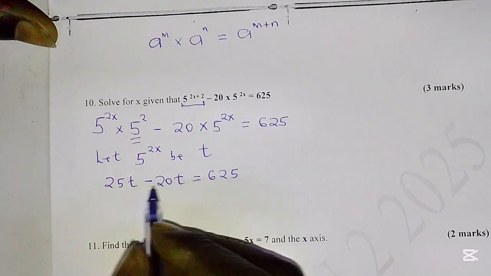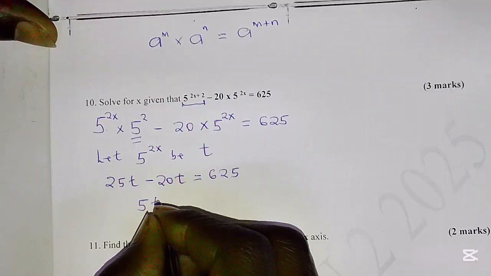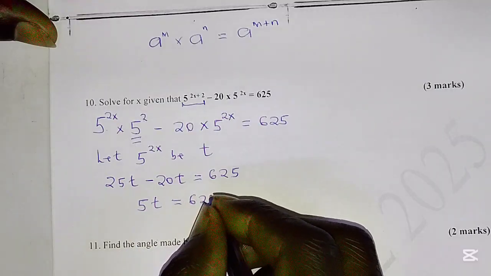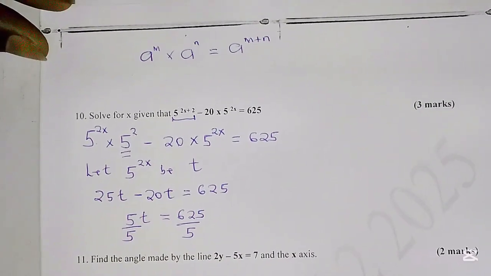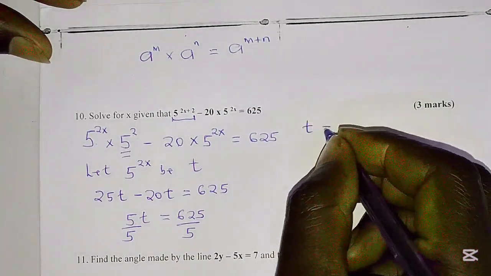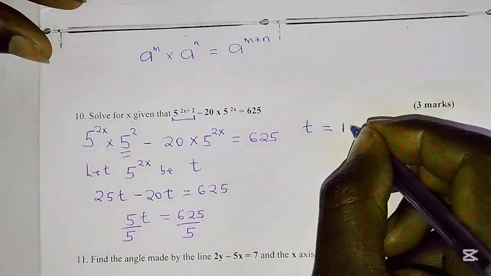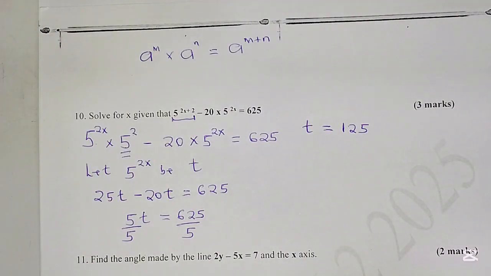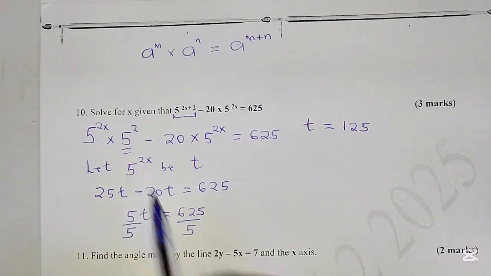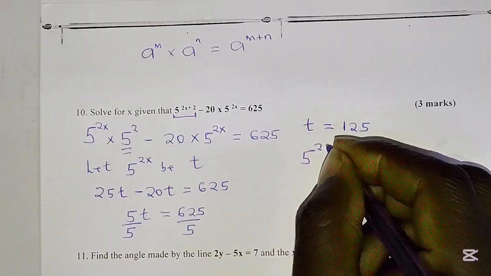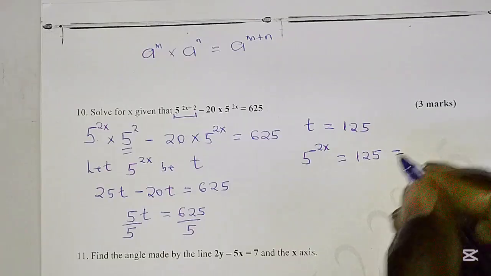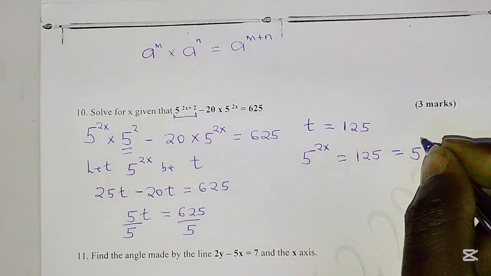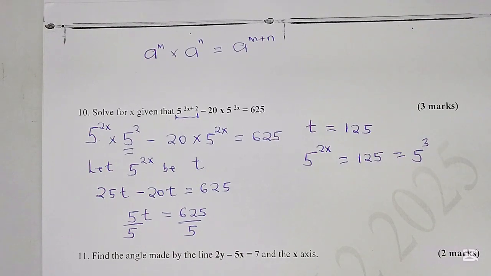So it means that 25t minus 20t is 5t. So 5t is 625. Divide here by 5, divide here by 5. Now when you do that, you'll find that t is equal to 125. But that is not the value of x. Remember, we need to look for x. So we said 5 raised to the power of 2x should give us t, 125. But what is t in terms of 5? It is the same as 5 raised to the power 3.